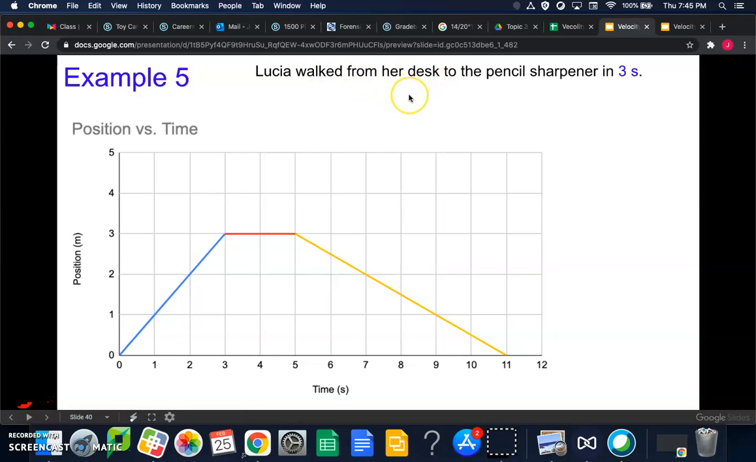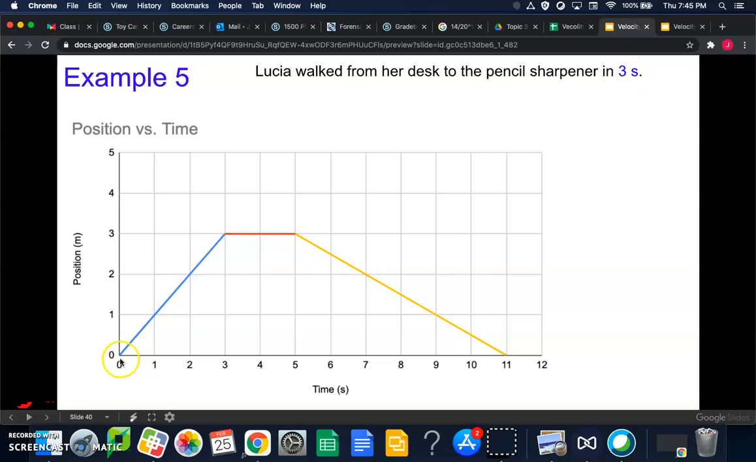Lucia, you don't have to write any of this down. Just pay attention, because you're going to do a problem like this. Your problem doesn't have to be exactly like this, or your story doesn't have to be exactly like this, but something similar. So Lucia walked from her desk to the pencil sharpener in 3 seconds.